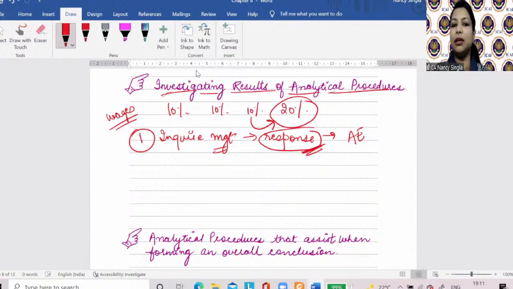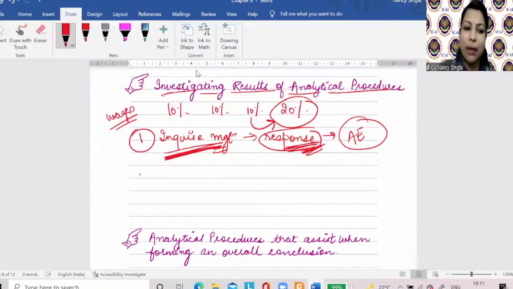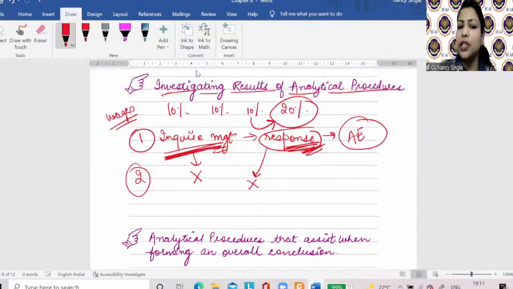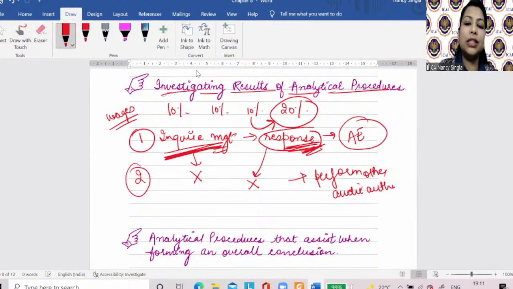So the first point is, when there are identified fluctuations, inconsistent relationships, or a difference from the expected results by a significant amount, the auditor will inquire of management and obtain appropriate audit evidence with respect to the responses. You won't just accept it directly, you will take appropriate audit evidence. Second, if management is not giving you a response, or the response that management gave is not adequate, then what to do? Perform other audit procedures. See, what will other audit procedures include? It depends upon the auditor's judgment.